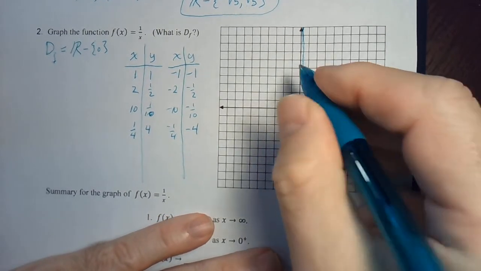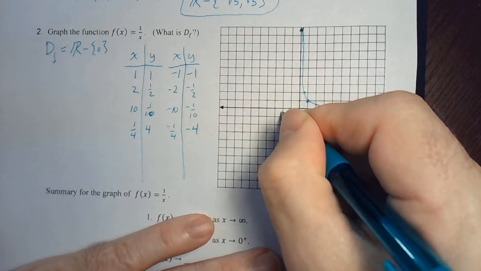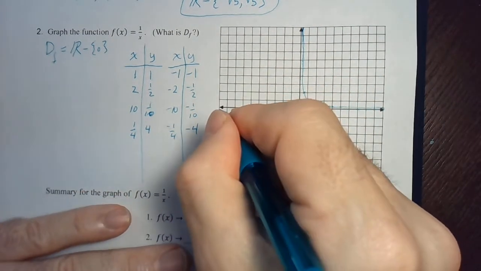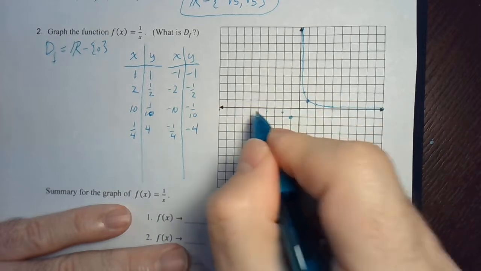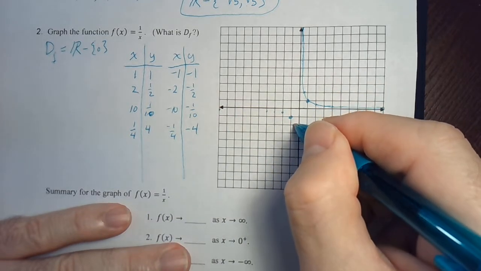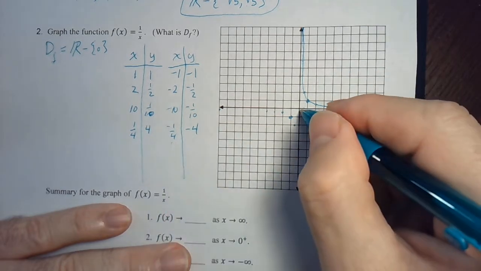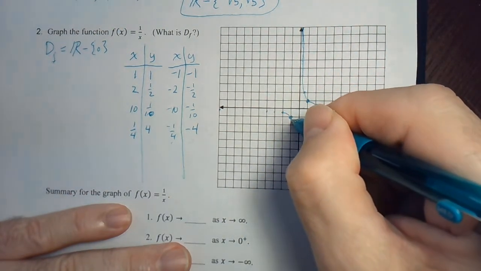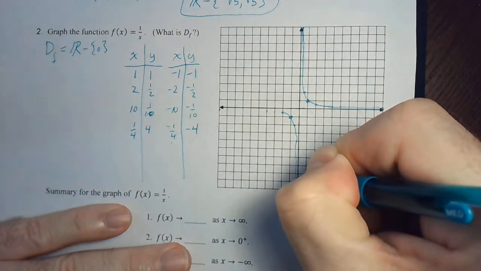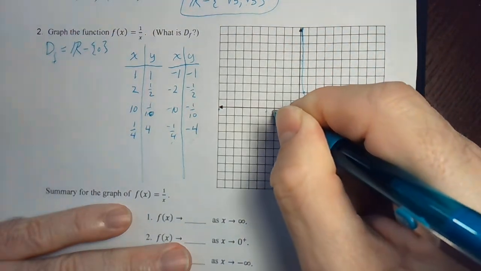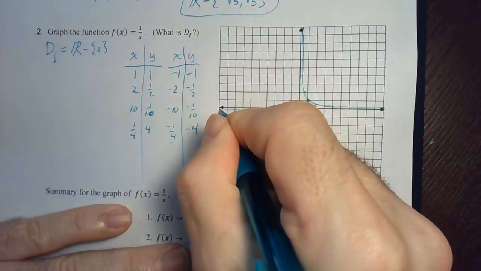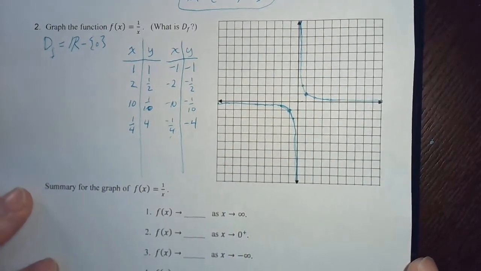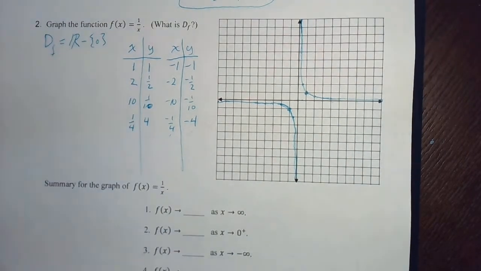So -1, -1 is this point right here. -2, -1/2 would be there. And I could also have said -3 is -1/3, -4 is -1/4, -10 is -1/10, which would be right about there. And then -1/2 would be -2, -1/4 is -4, and so on. And this graph is going to look like, oops, not very smooth, my graph. Okay, so that is what the graph of f of x equals 1 over x looks like.